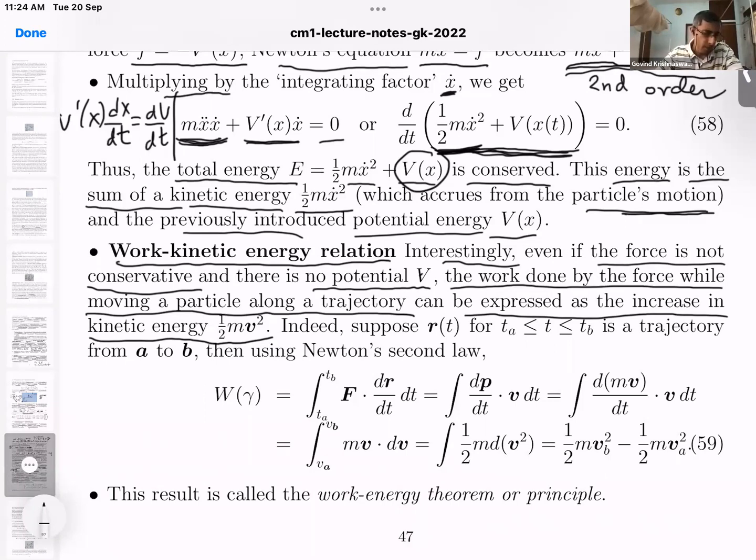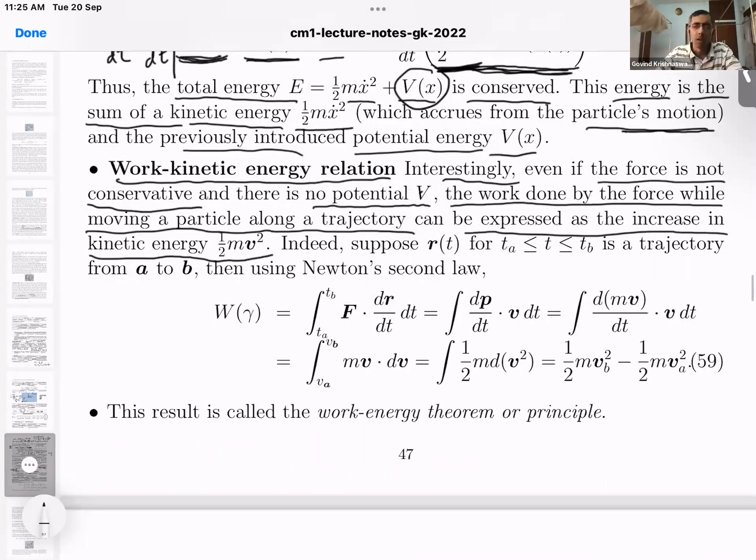Okay, so somewhat different roles are played by kinetic and potential energy. And in this new result, potential is not mentioned at all. There is no assumption of a conservative system. Okay, so I hope you're clear about the setup.